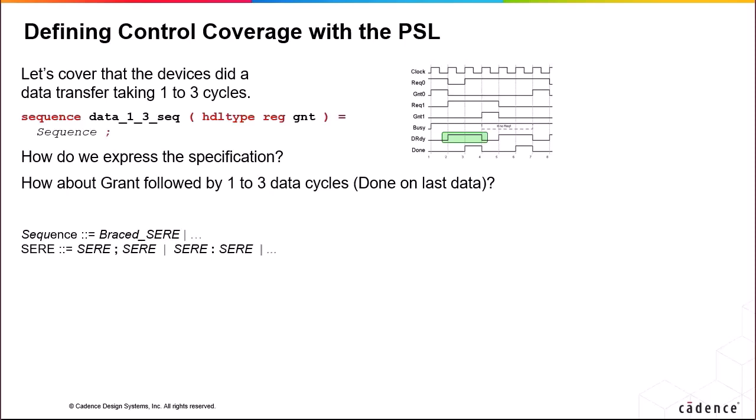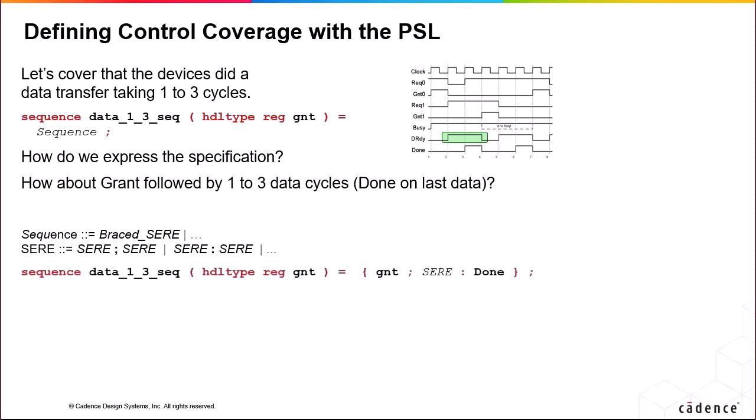We can do that with the fusion of 2 sequential extended regular expressions. Fusion means that the left sequential extended regular expression operand completes, and in the same cycle, the right sequential extended regular expression operand commences. The sequential extended regular expressions are fused together.